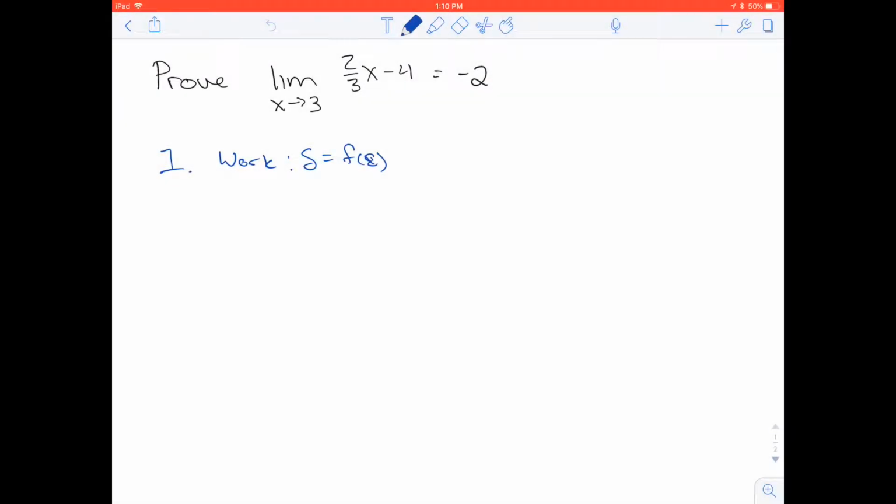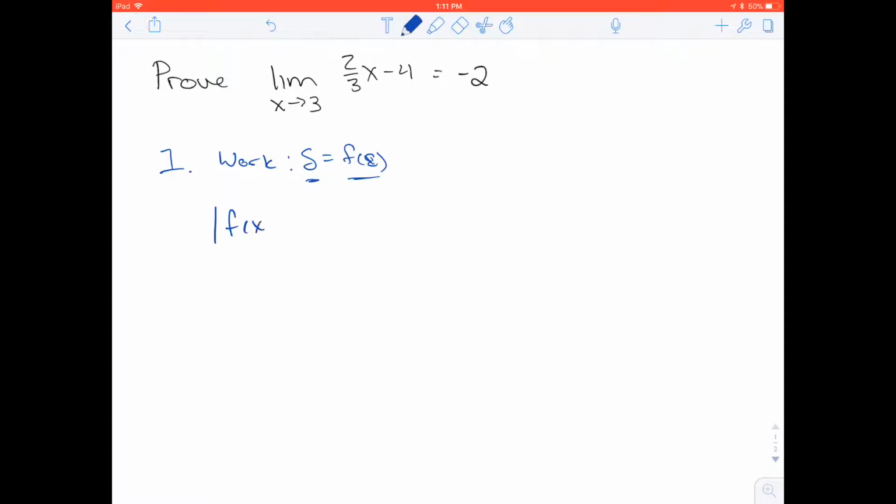Hello. In this problem, again, we'll work on using the epsilon delta definition of a limit to show that a limit converges. So here we want to prove that the limit as x approaches 3 of 2/3 x minus 4 is equal to negative 2. Right, so our first step is to use our work to find delta in terms of epsilon.